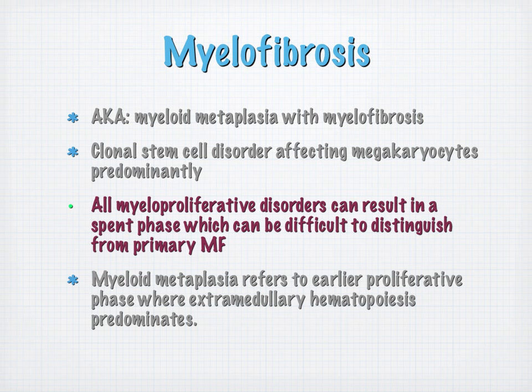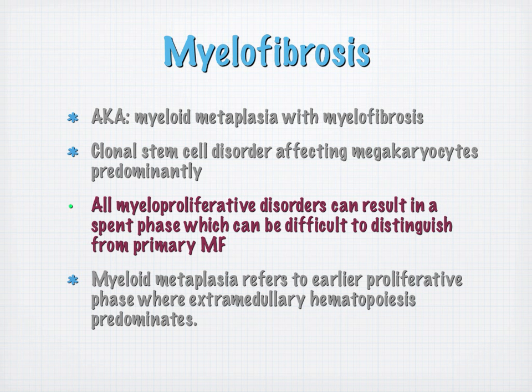Myelofibrosis is also called myeloid metaplasia with myelofibrosis, and it's a clonal stem cell disorder, again, that affects the megakaryocytes predominantly. So think about where the megakaryocytes are in that chart. Pull that chart out that has all the, I start with a pluripotent stem cell and I end up with whatever it is I want. And find megakaryocytes, and that's your clonal stem cell disorder that affects them. All myeloproliferative disorders can result in the spent phase. And we talked about what the spent phase is, which can be difficult to distinguish from primary myelofibrosis. So you might end up with a secondary myelofibrosis as a result of another condition that we talked about previously.